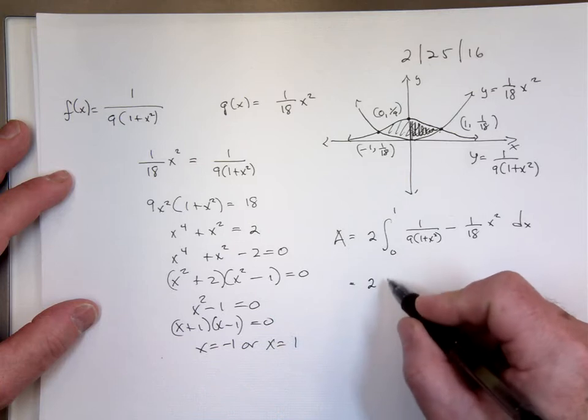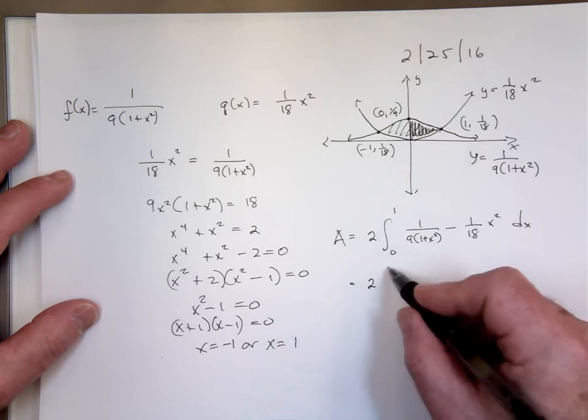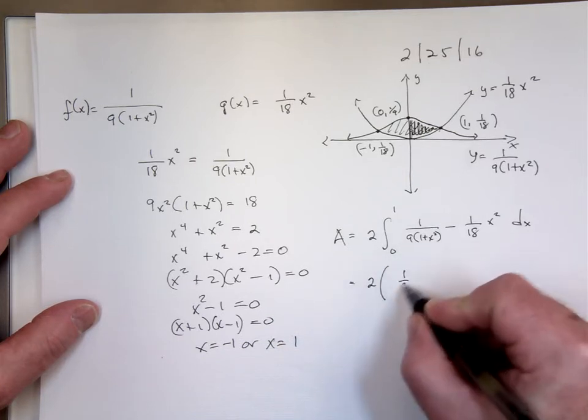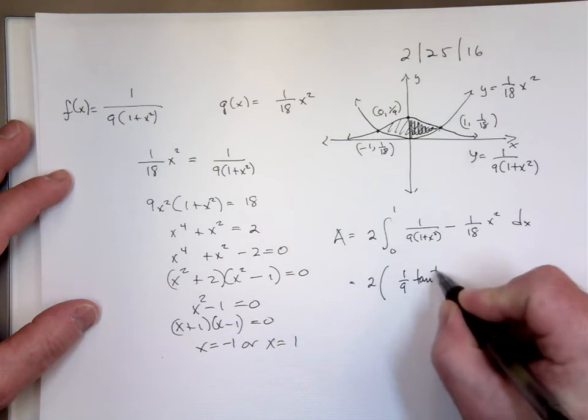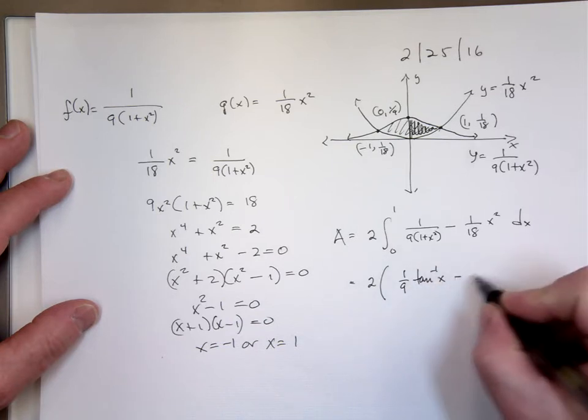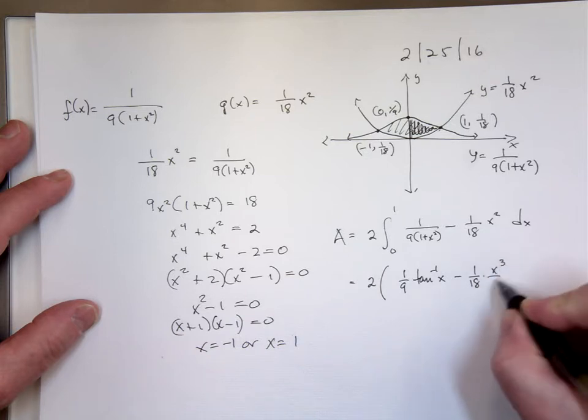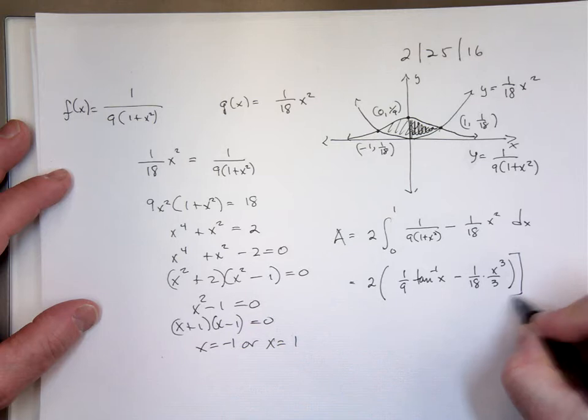Okay. All right, so let's do it out. Let's do the integral out. This one here is what you said. It's 1/9 inverse tangent x minus 1/18 x cubed over 3, from 0 to 1.